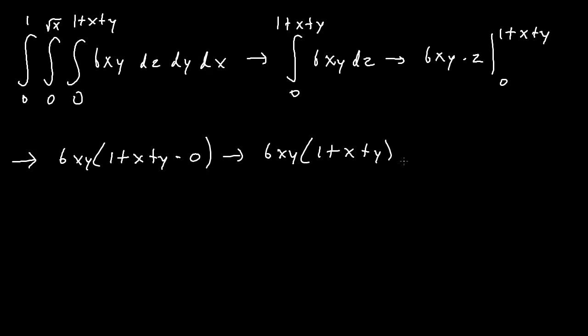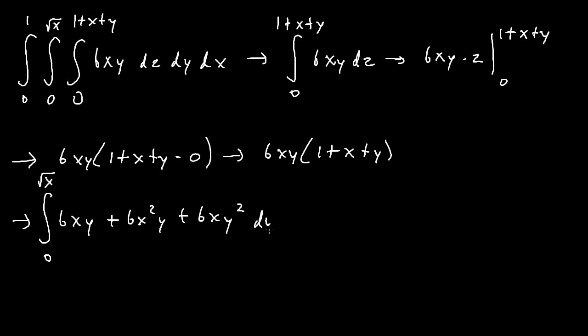Now I'm actually going to distribute it over. So then we'll get 6xy plus 6x squared y, and then plus 6xy squared. So now we can evaluate the middle integral from 0 to the square root of x. Once again, those are y bounds, so we have dy. Now the integral of 6xy is going to be 6xy squared over 2. The integral of 6x squared y is going to be 6x squared y squared over 2. And then plus the integral of 6xy squared, we get 6xy cubed over 3.